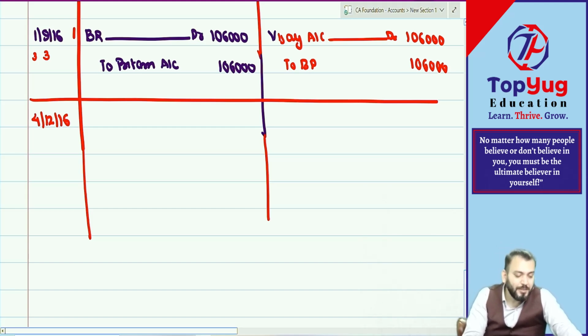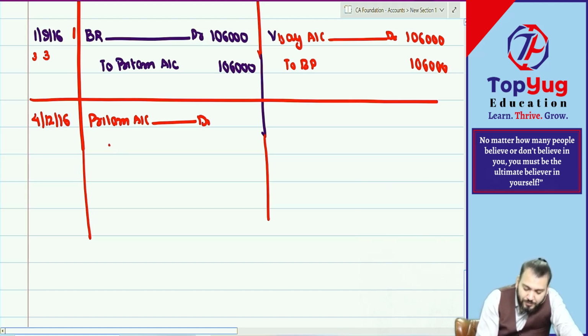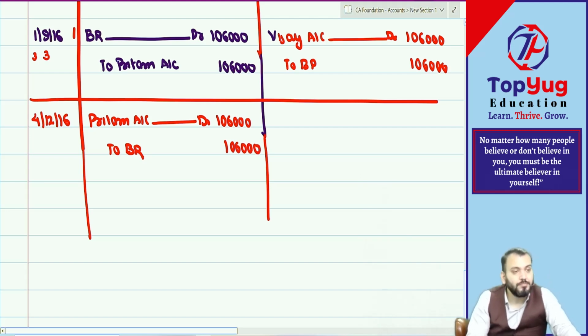The bill was dishonored. What journal entry? Once again we recognize the debtor and delete bills receivable. I will say reverse this journal entry. Simple. Pritham account debit to BR, 1,06,000. Are you getting? The dishonor entry is nothing but debtor account debit to BR.